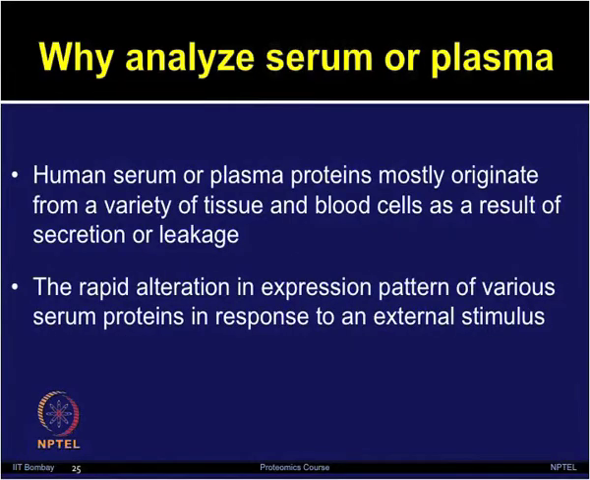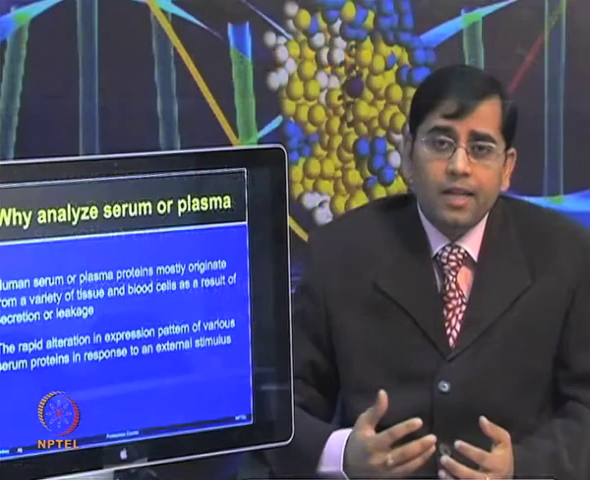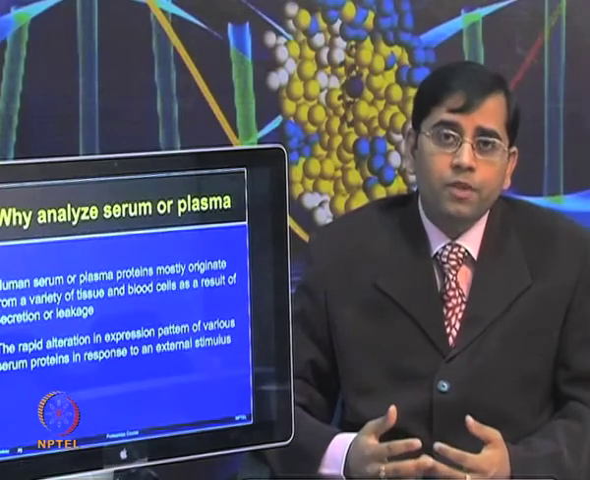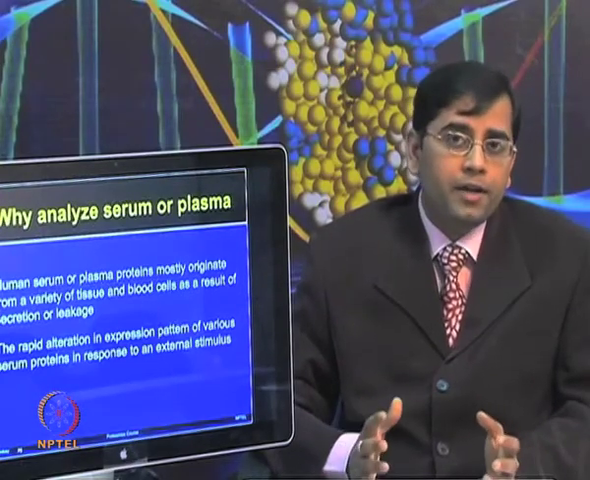So, human serum or plasma proteins mostly originate from a variety of tissue and blood cells as a result of secretion or leakage from the neighboring tissue or the blood cells. The rapid alteration in the expression pattern of various serum proteins in response to a disease condition or an external stimulus is a true reflection of physiological changes occurring in an individual.